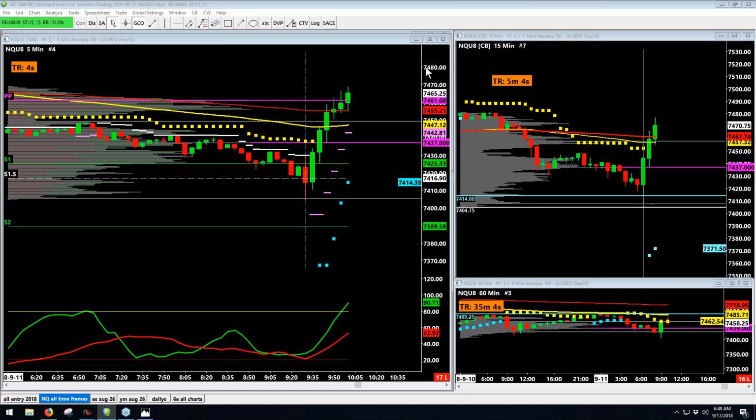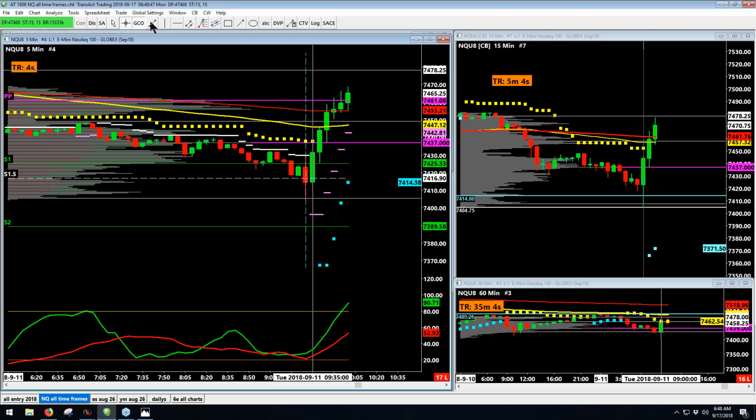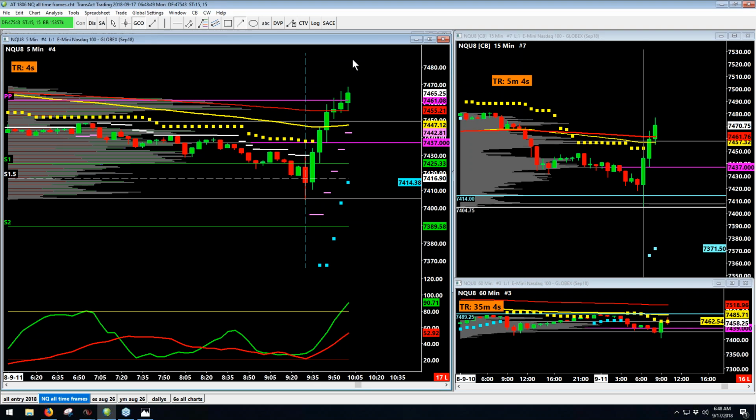Okay, so this is the NQ from Tuesday the 11th. And I wanted to take a breakout above this bar here on the 5-minute based on that tail right there.